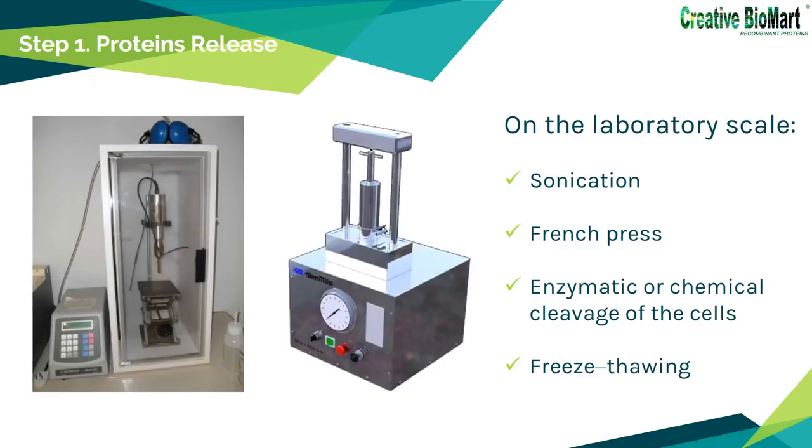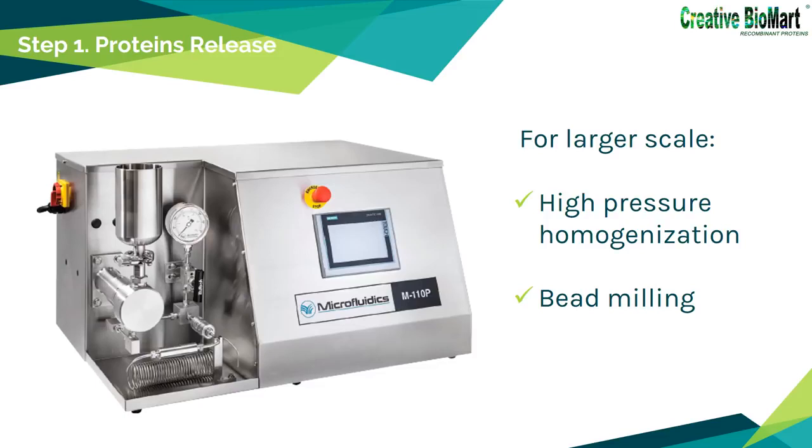First, the protein needs to be released from the cell. There are several methods to disrupt the cell membrane. Sonication is a common method. Others include French press, enzymatic or chemical cleavage of the cells, and freeze-thawing. For larger-scale continuous disruption, high-pressure homogenization or bead milling are widely used.